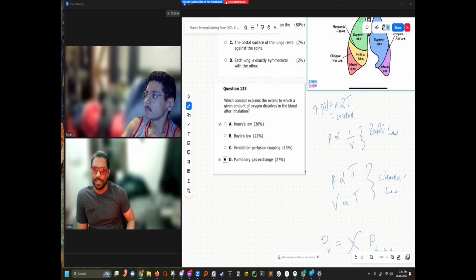Since this question is asking about how much, let's say you're inhaling air, and they're asking how much of that air that you're inhaling gets dissolved in the blood. Yes. So that will be Henry's law, since that means it's dependent on the partial pressure of the oxygen that will determine how much gets actually dissolved into the bloodstream. Got it.